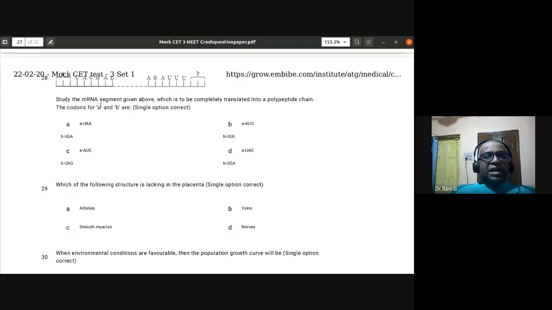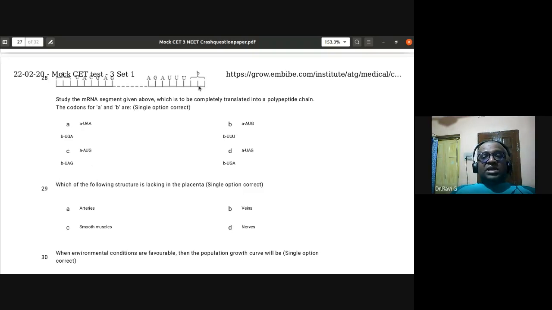So you can study the mRNA segment given above, which is to be completely transferred into a polypeptide chain. What should the codons for A and B be? The initiator codon should be for A, so A is going to be AUG. And B is going to be the terminator codon, so it has to be UAA, UAG, or UGA. Any of these can be there.